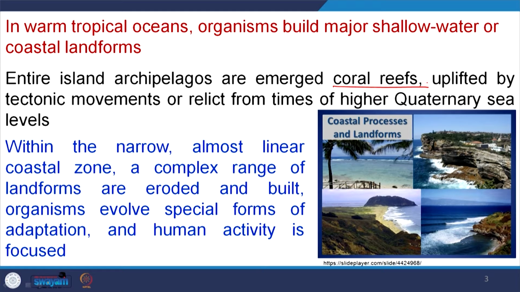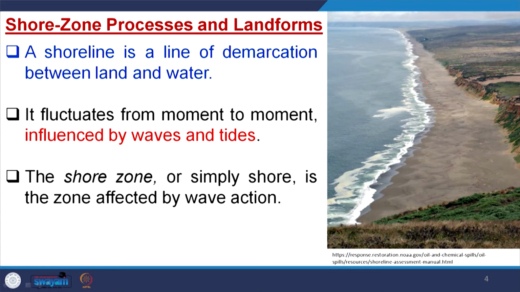This is a narrow zone, about 40 to 50 kilometers wide, and somewhere 100 kilometers wide. That zone is highly focused with different geomorphic agents, organisms, and human activities. That is why coastal landforms are important landforms to study. Now, after the coast we have to go to the shore zone environment. Up to now we have been talking about landforms near the shore, so now let us discuss shore zone processes and landforms.